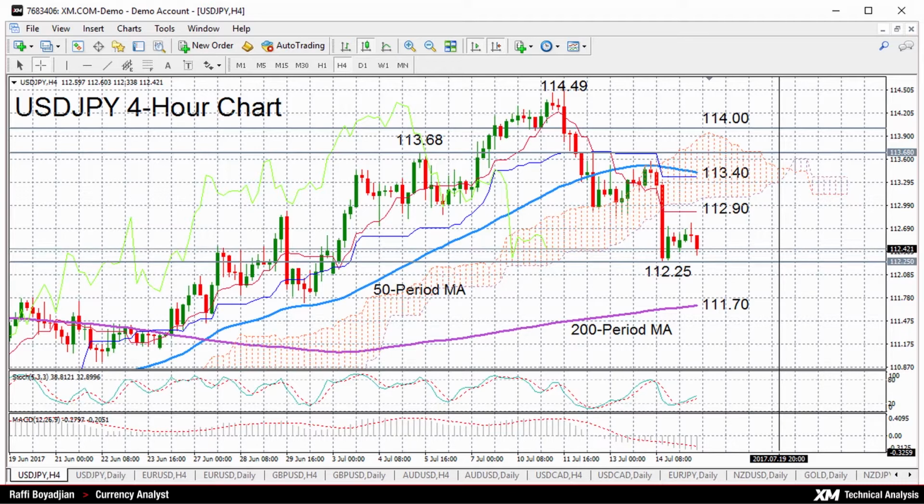Today we will look at the dollar yen, the euro dollar, the pound dollar, and the Aussie dollar. So let's start with the dollar yen pair.